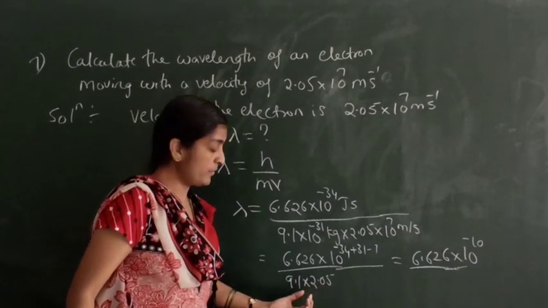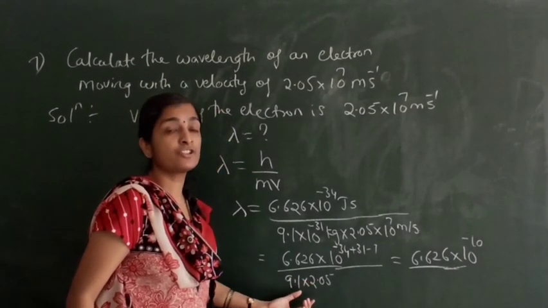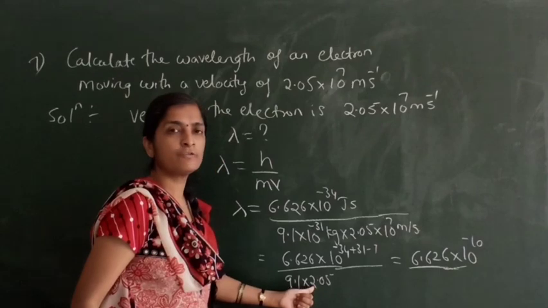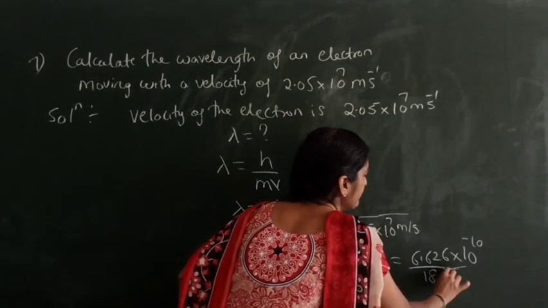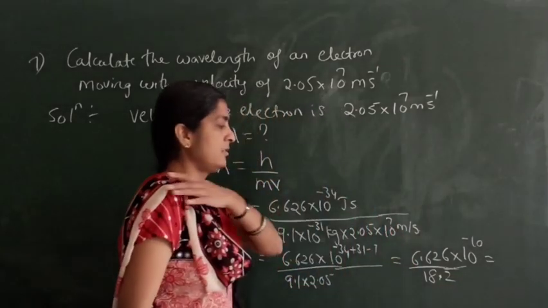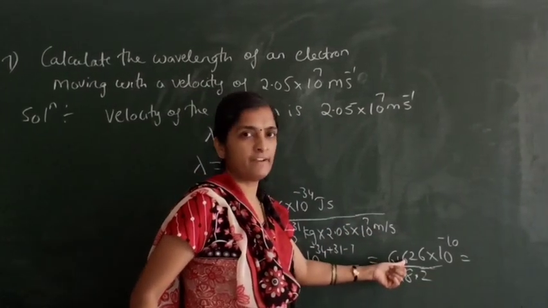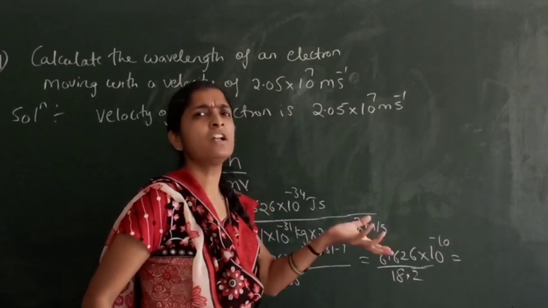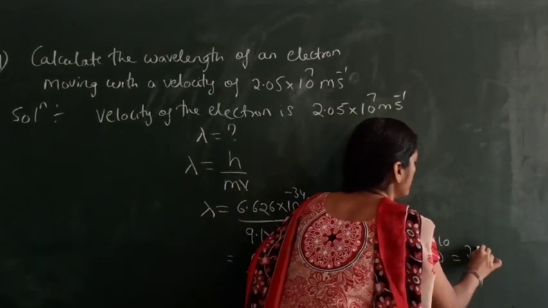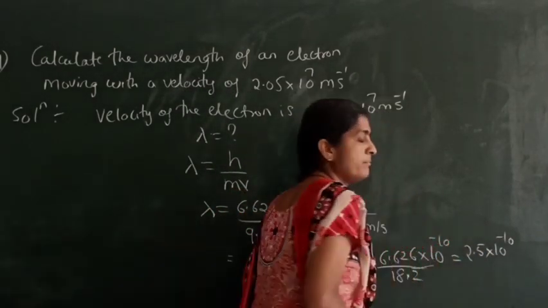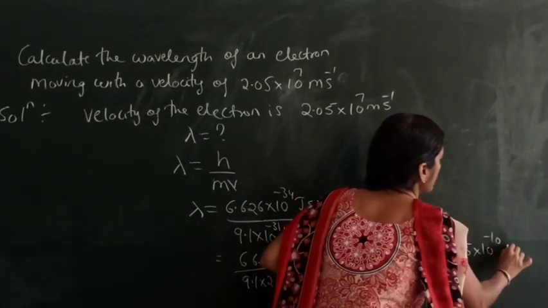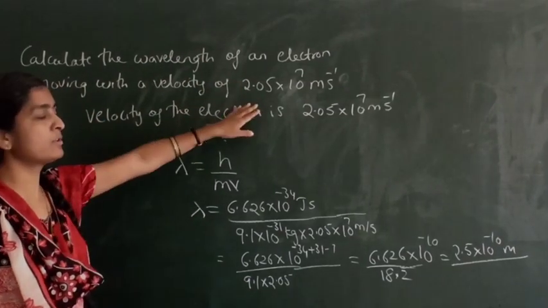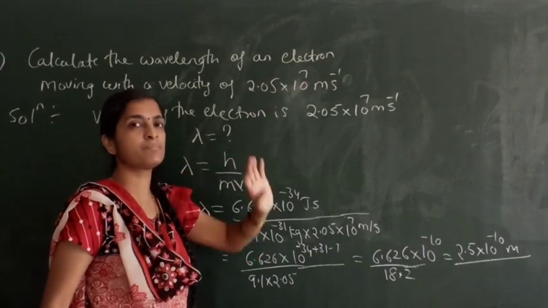Always make the habit that you do the multiplication or division without the use of a calculator. Do the approximation and do the calculation. So 9.1 into approximately 2 will be 18.2. So you take it as 6.5 divided by 18. 6 3s are 18, so it will be approximately somewhere between 2.5 and 3. So it will be 2.5 into 10 raised to minus 10. This is the wavelength, so it will be in meters. That is the wavelength of the electron moving with a velocity of 2.05 into 10 raised to 7 meters per second.